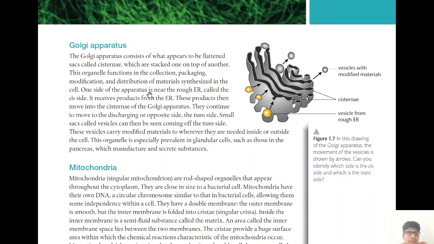One side of the apparatus, near the rough endoplasmic reticulum, is called the cis side, and it receives products from the ER. These products then move into the cristae of the Golgi apparatus. They continue to move toward the opposite side, which is called the trans side. Small sacs called vesicles can then be seen coming off the trans side. These vesicles carry modified materials to wherever they are needed, inside or outside the cell.